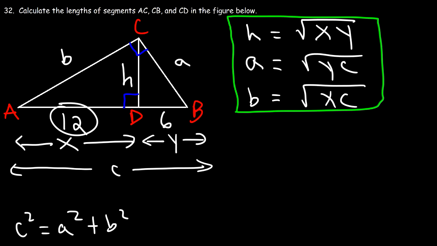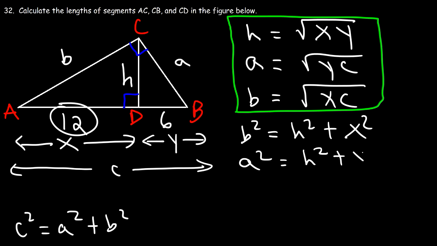Now notice that we have a right triangle here as well, between b, h, and x. So therefore we could say that b squared is equal to h squared plus x squared. And there's also another right triangle here. So we can also say that a squared is h squared plus y squared. And also we know that c is the sum of x and y, as you can see.